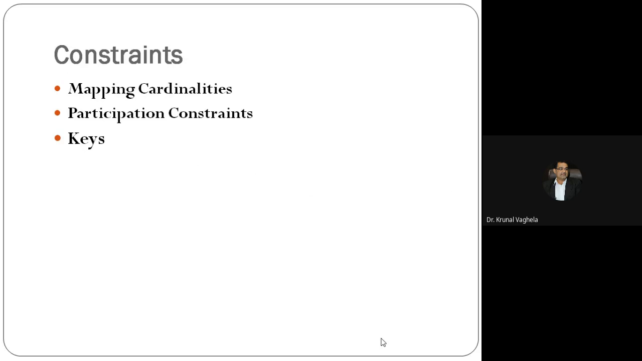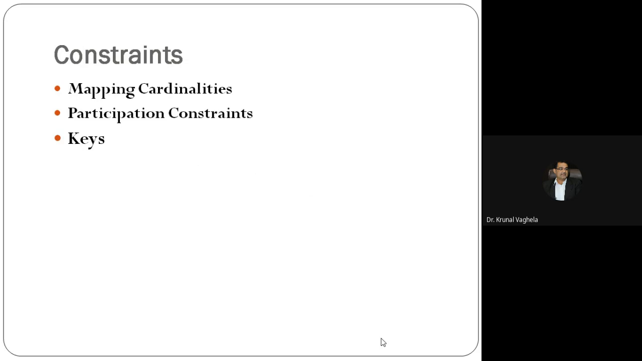Constraint, we have started with. Constraint means rules. Now when you are designing the database, if you want to apply some rule, how can you apply? You need to apply in terms of constraints. Constraints means rules. There are three constraints. Key, we'll skip here. Two main constraints: one is mapping cardinalities and second one is participation constraint.